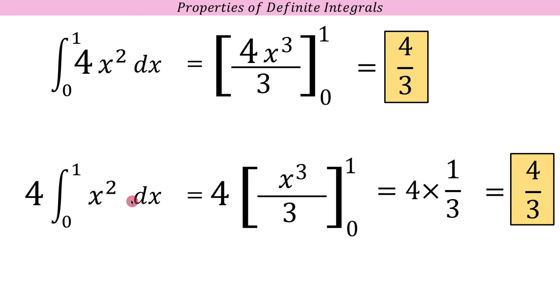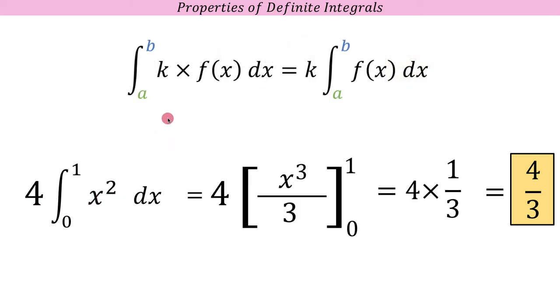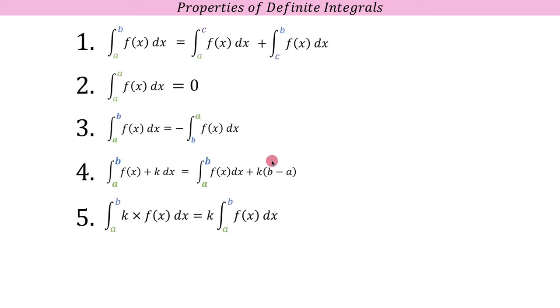So what this is proving is that I can take out a constant that is being multiplied to a function. And this is how we will write that proof. So whenever you have a constant multiplied by a function, you can actually just take that constant out. And then it just makes it easier to anti-differentiate what's in there. And that just makes your life a little bit easier. Okay, that is our fifth property.